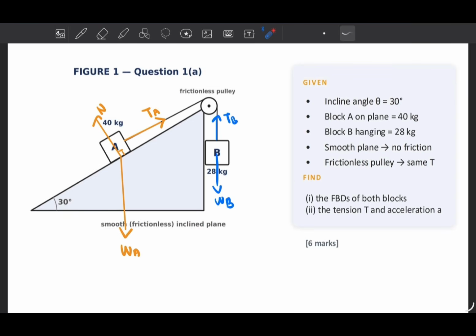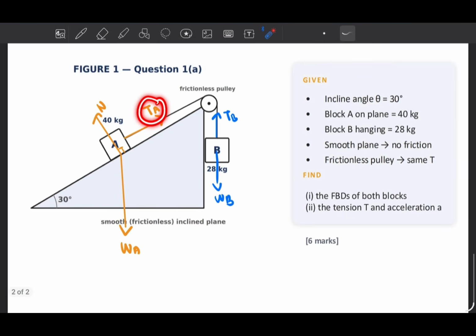Okay, and then I'm going to emphasize again on the TA and TB here. I've labeled them TA and TB just to distinguish that this is the tension experienced on this part due to body A, and this is the tension experienced on this part of the string due to body B. However, since they are the same string connected across a frictionless pulley, the tension is going to be the same. So TA is equal to TB. Let us simply label them as T only. So I'm going to erase this one.